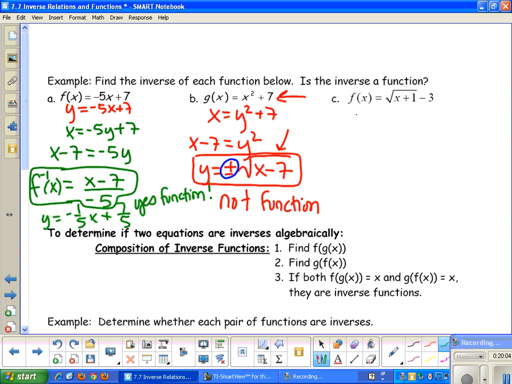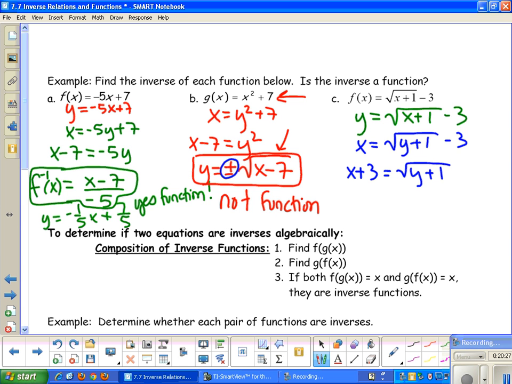So from the last one, again, same thing. Switch my x and my y. So y equals the square root of x plus 1 and then minus 3. So now I need to switch. So this would be x equals the square root of y plus 1 minus 3. I want to get the radical by itself to isolate it so that I can solve for y. So add the 3 to the other side.